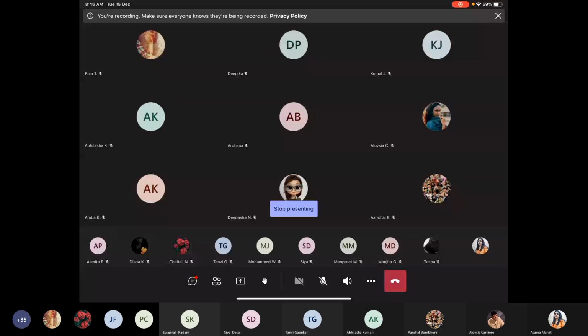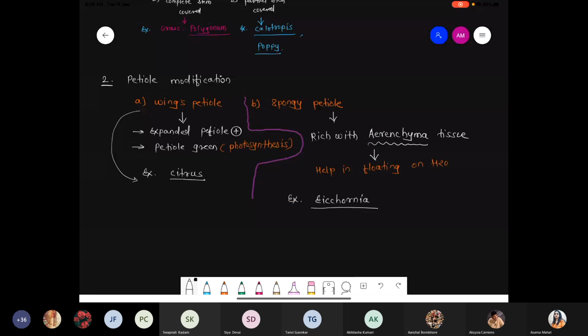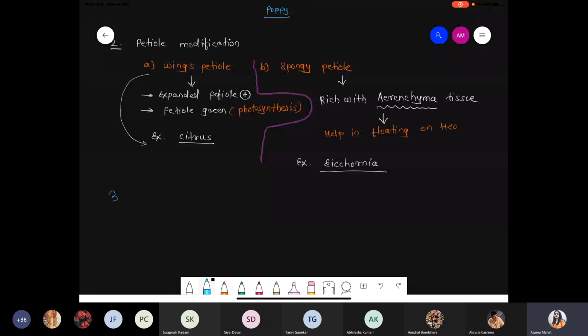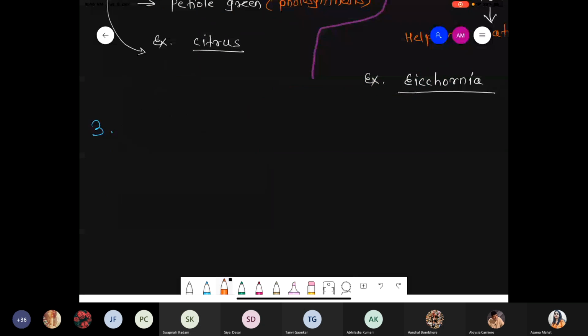Okay, chalo. So next, third point, we are talking about leaf lamina modification. Last point. Should I continue? Chalo. So we are talking about next point, leaf lamina modification. Epipodium, upper part. And in case of the leaf lamina, basically we are taking a very important question, that is phyllodes.